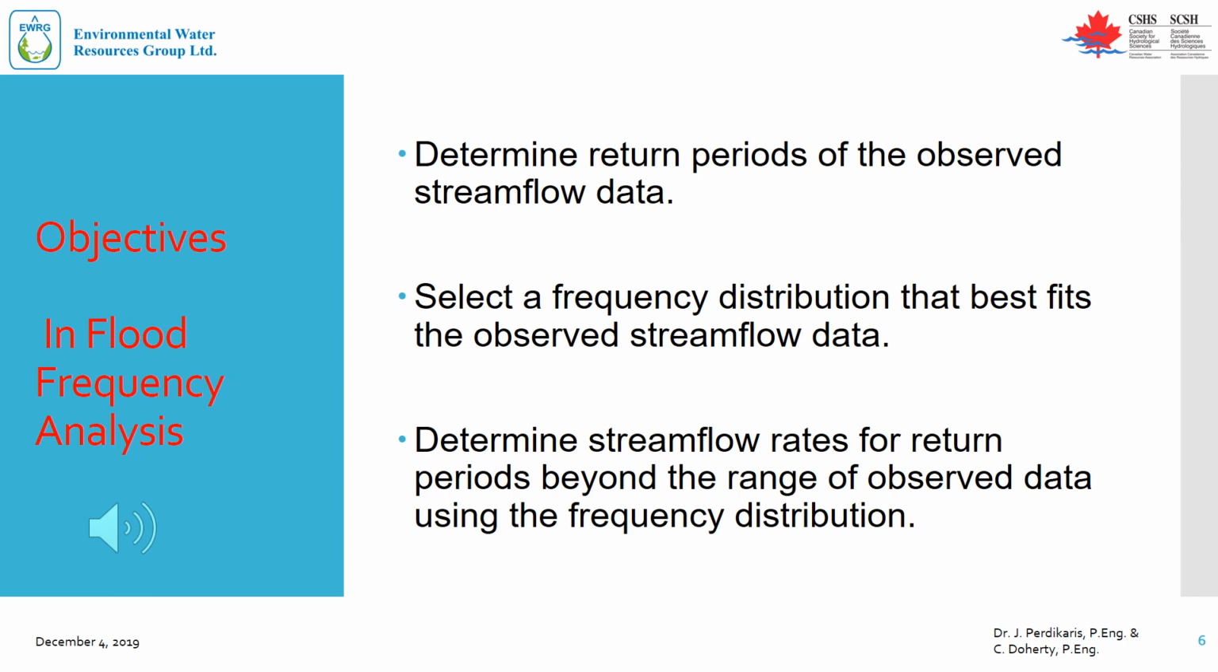I see a lot of studies that basically use the selected frequency distribution to determine all of the return period flow rates. I'm not a real fan of this. If we have observed data, I think it's more important to get the return periods of the observed data and use those rather than using the frequency distribution.